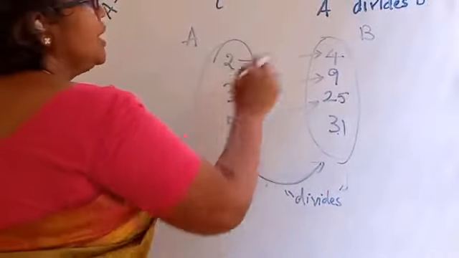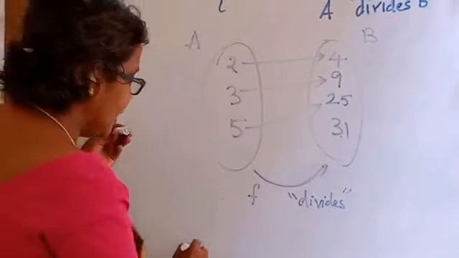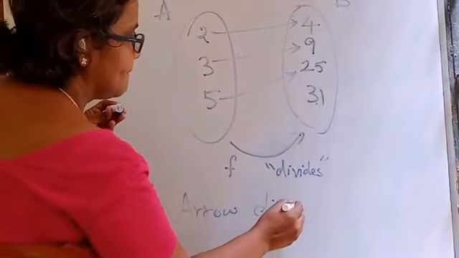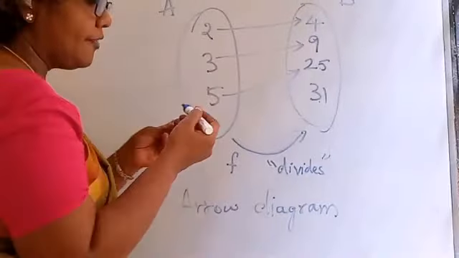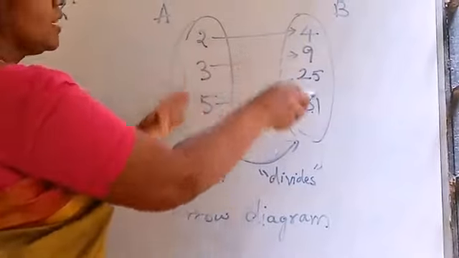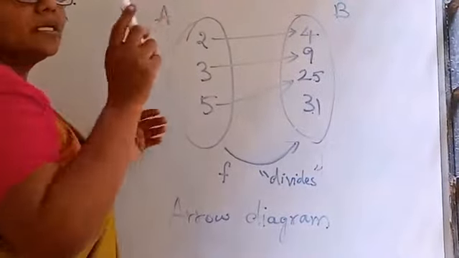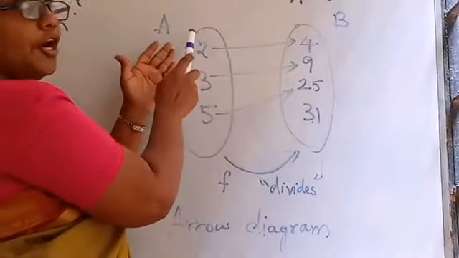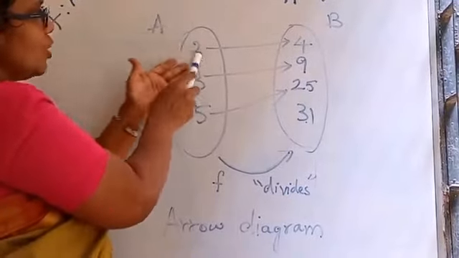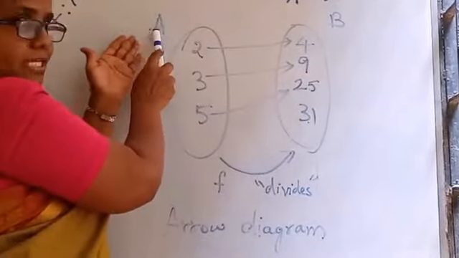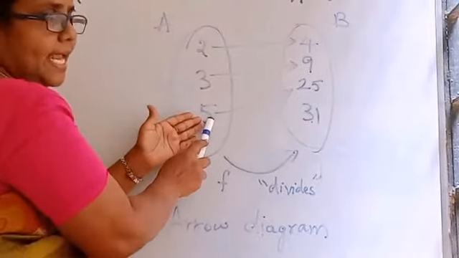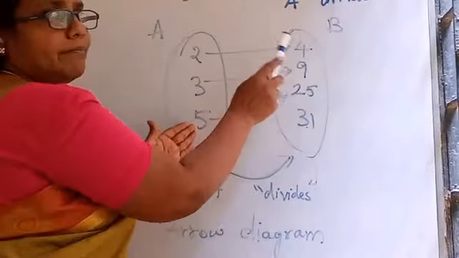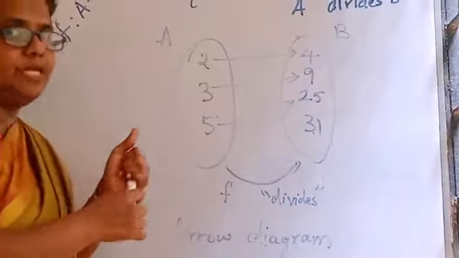So this is how we show it in the arrow diagram. Moving on to the other representations of a function. Before that, just look at this arrow diagram. See that it satisfies the definition of a function. What is a function? According to the function definition, every element of set A, from where the mapping starts, must have a unique element in set B.